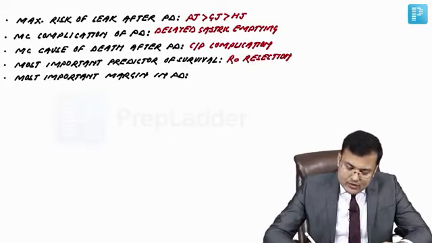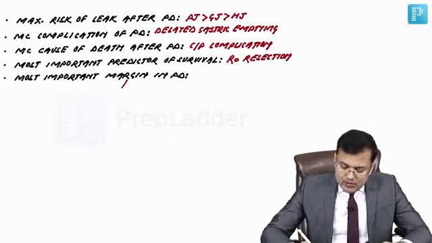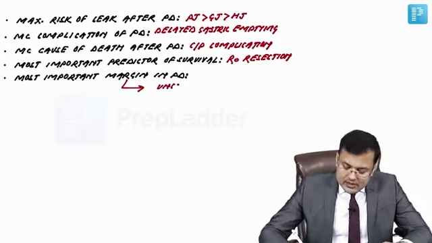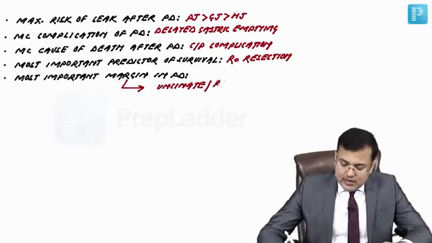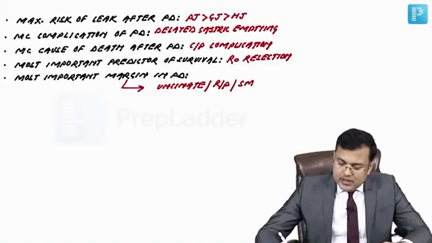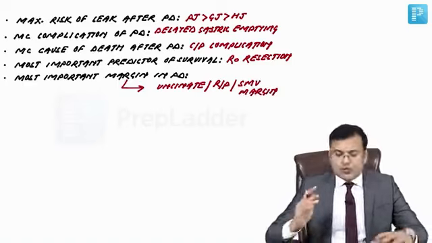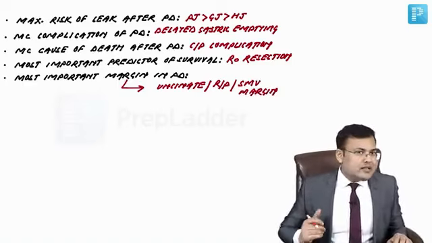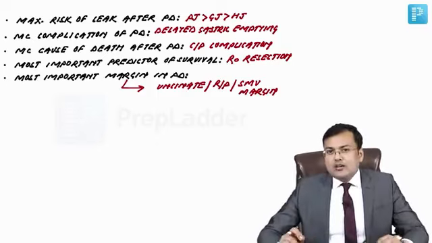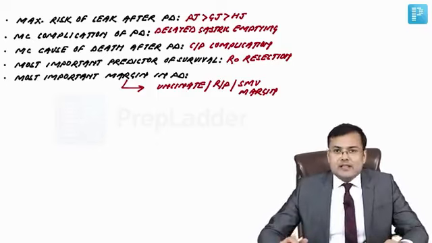And what is the most important margin in pancreaticoduodenectomy? That is uncinate margin. It is also known as retroperitoneal margin, also known as superior mesenteric vessel margin. So most important margin, it is uncinate margin or retroperitoneal margin or superior mesenteric vessel margin.